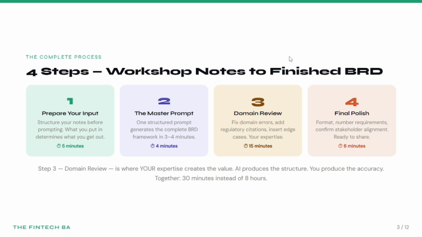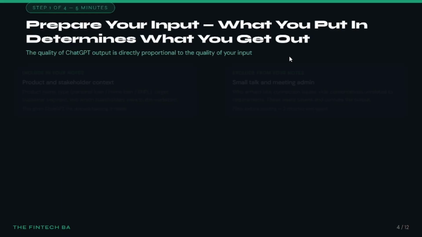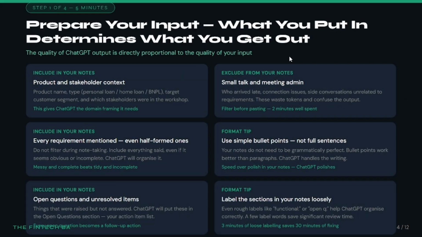Step 3, domain review. You have to spend at least 10 to 15 minutes thinking about it and go through the domain review. This is the most important step and the step that requires your expertise. You fix the domain errors ChatGPT made and the regulatory content it makes. Now the final one, the final polish. Here your documentation tools number the requirements, handle version control, and send it within a structured cover note, right? I'm going to show you the exact prompts which I have prepared.